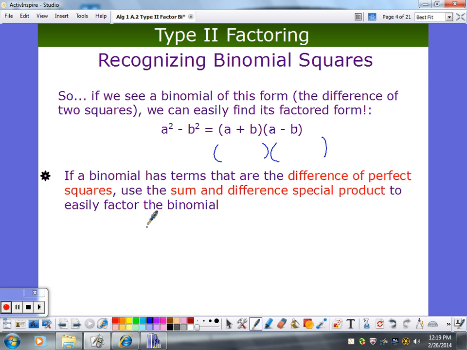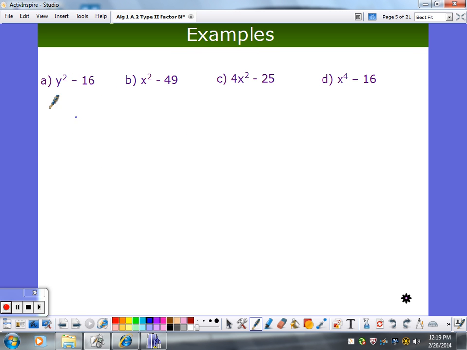So let's see here. If you have the difference of perfect squares, use the sum and difference special product. So let's do one example here. So when you see a perfect square minus a perfect square, in your brain you go ding ding. Oh, that's a type 2. In fact, my algebra teacher used to call these bell ringers.